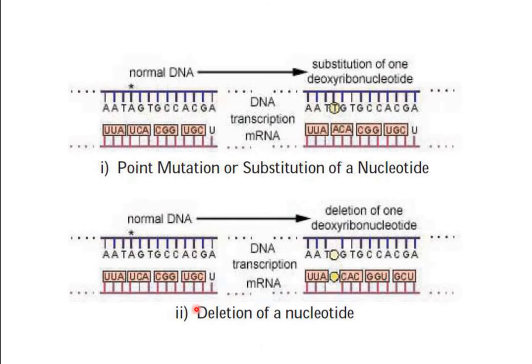Now talking about the example of deletion. Cystic fibrosis is a hereditary disorder characterized by lung congestion and infection and malabsorption of nutrients by the pancreas. So these are a few examples of the point mutation as well as deletion.